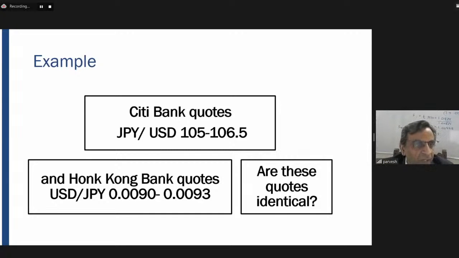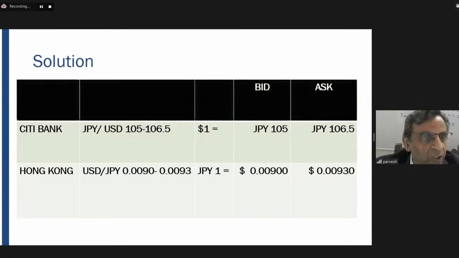So Citibank has given a quote and Hong Kong Bank has also given a quote. Okay, so are these quotes identical? What we'll do is put these quotes in this order. So Citibank has given Japanese yen versus US dollars 105 dash 106.5, which means that $1 is equal to Japanese yen of 105 bid rate and ask rate as 106.5.